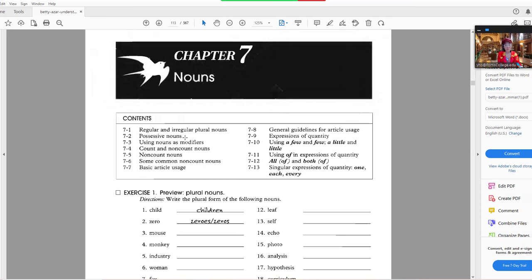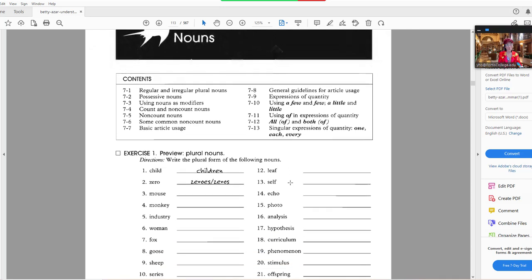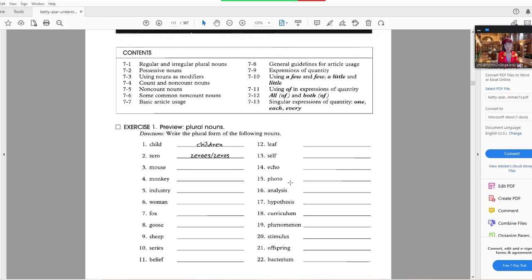So you've got regular nouns, possessive nouns, using nouns as modifiers, count and non-count nouns, some common non-count nouns, basic article usage, general guidelines for how to use the, the difference between a few and few, the difference between little and a little, and of course singular expressions of quantity: one, each, and every. There are many different ways of creating plural nouns. It's the first kind of noun that we're going to use.